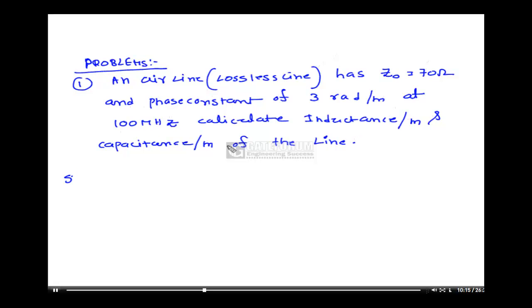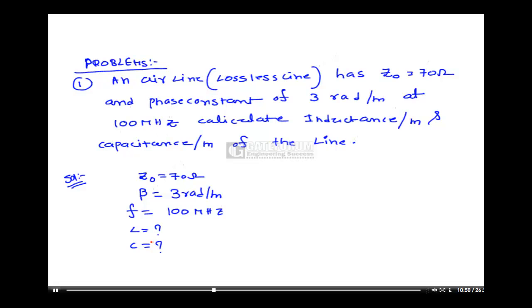The solution to this problem: what is the given thing? First of all, given data: characteristic impedance Z0 is equal to 70 ohms. Phase constant, beta, is equal to 3 radian per meter. At a particular frequency, frequency is equal to 100 megahertz. These are given things. And what to calculate? We have to calculate L value and C value. Then how can we relate L and C in terms of the given things?